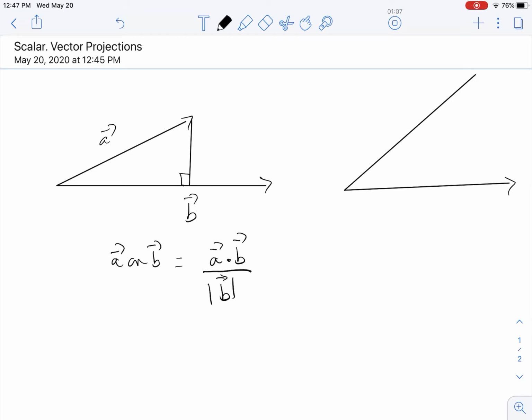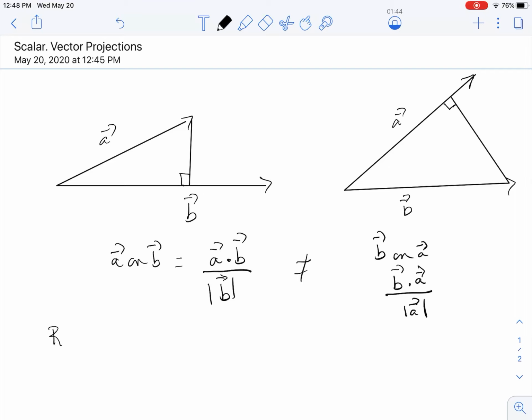Now, if I had those same two vectors, again just drawing A, B, and I wanted to do B on A, that means I'm going to project B onto A. So that's going to be B dot A divided by the magnitude of A. So you always divide by the magnitude of the one you're projecting onto. Now, the projection of A on B does not equal the projection of B on A. I'm going to show you that in a minute.